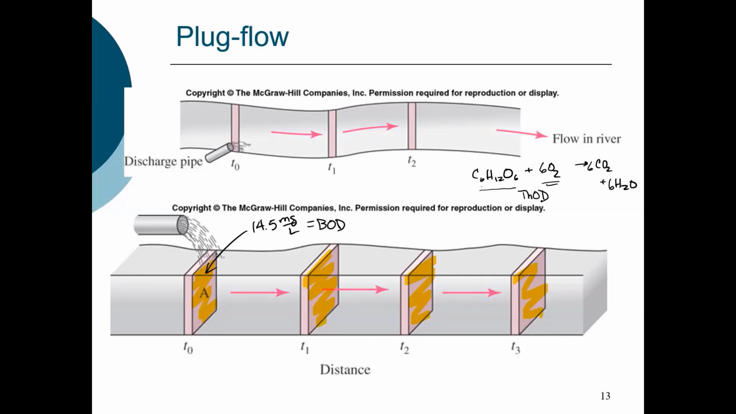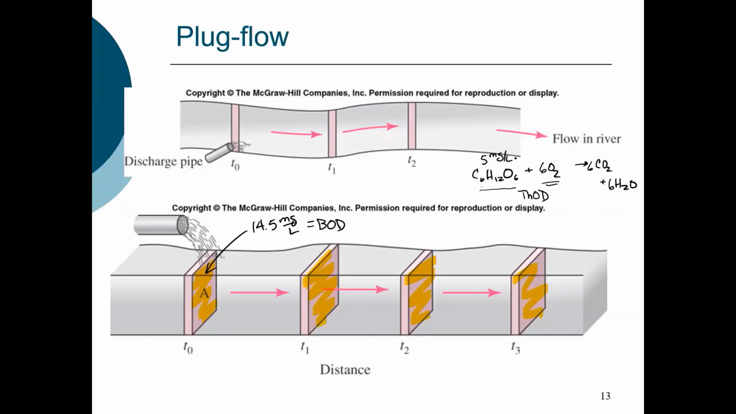Now, if we take that, let's say, 5 milligram per liter glucose solution, and we put it into a bottle, we add microorganisms, we can calculate how much oxygen the microorganisms use up, and that's our BOD.